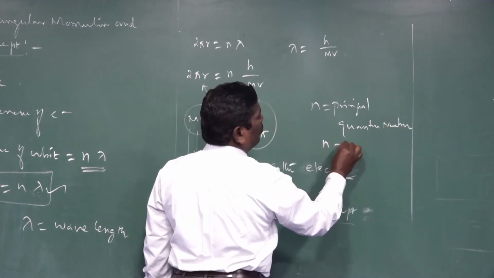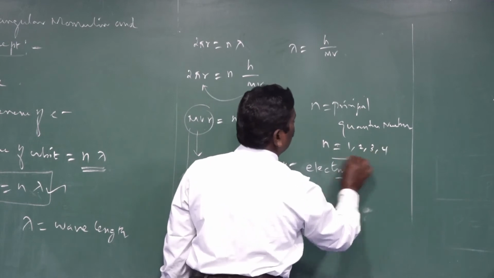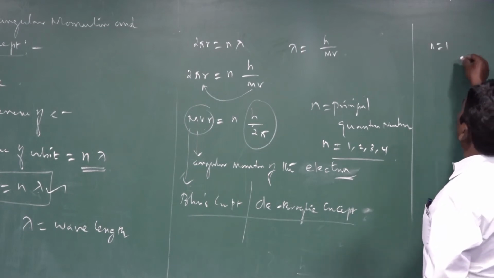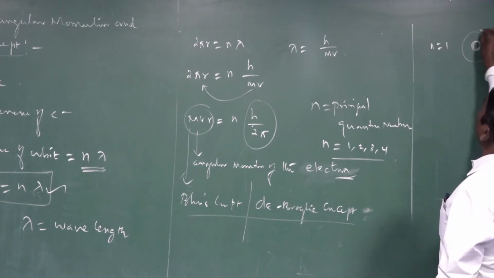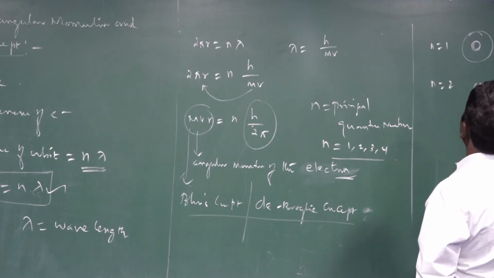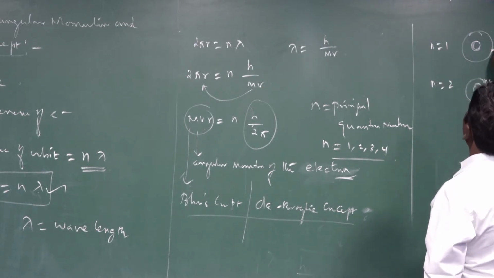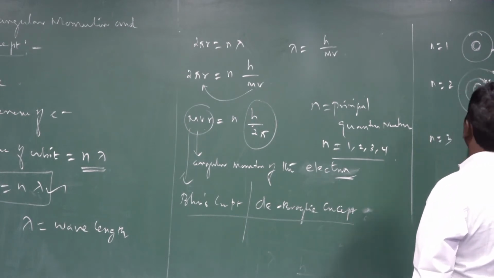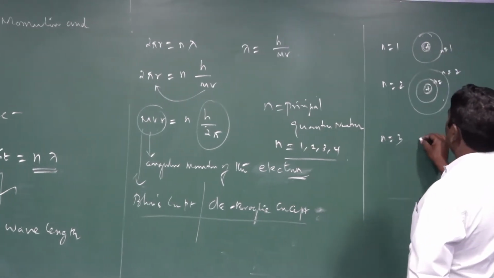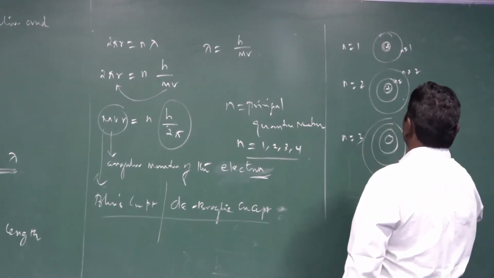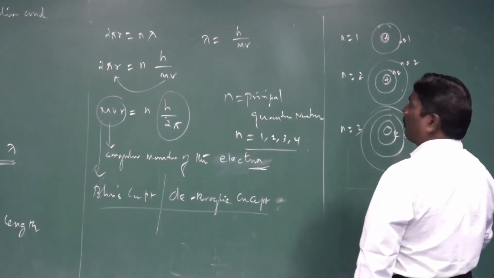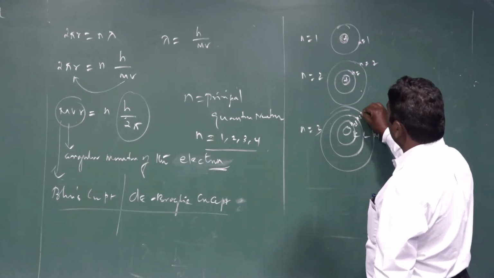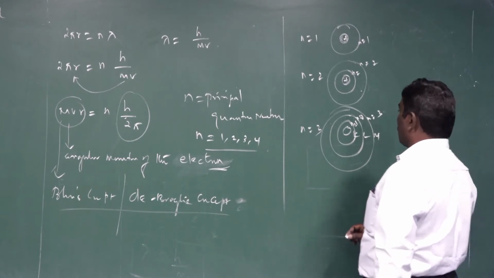n is equal to 1, 2, 3, 4. These are the values. n denotes the first orbit around the nucleus; n is equal to 2, the second orbit; n is equal to 3, the third. These are the first shell, second shell and third shell, which we can call K, L, M, N. That is the point you should understand here.